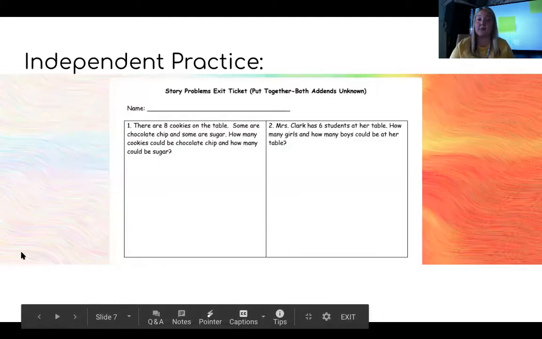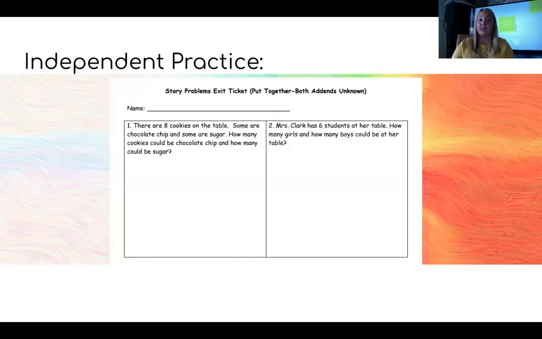Now you get to move into independent practice. In your green folder, there should be a sheet that looks just like this. You can get it out and work on it. You can always go back to this video if you need some extra help. Or if there's an adult around, they can probably help you too. When you're finished working on this, put it back in your green folder and you can give it to your teacher next time you come to school.